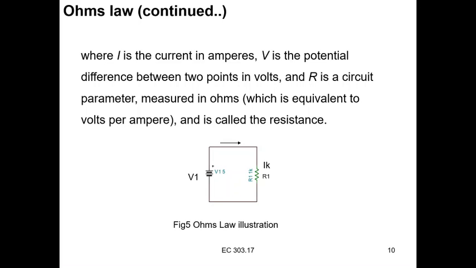See here in the figure, a voltage V1 is applied across a resistor R1 of 1 kilo ohm, and there is a current I passing through this resistor, and I is equal to V divided by R. In that way we can calculate the current. This is the basic Ohm's law.